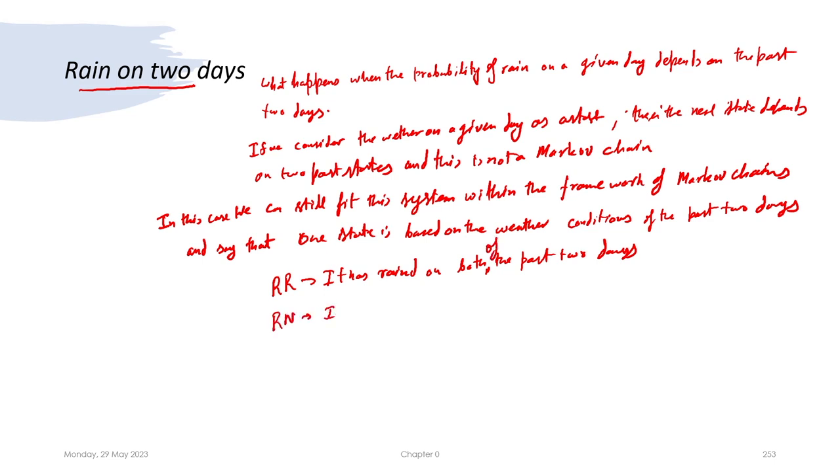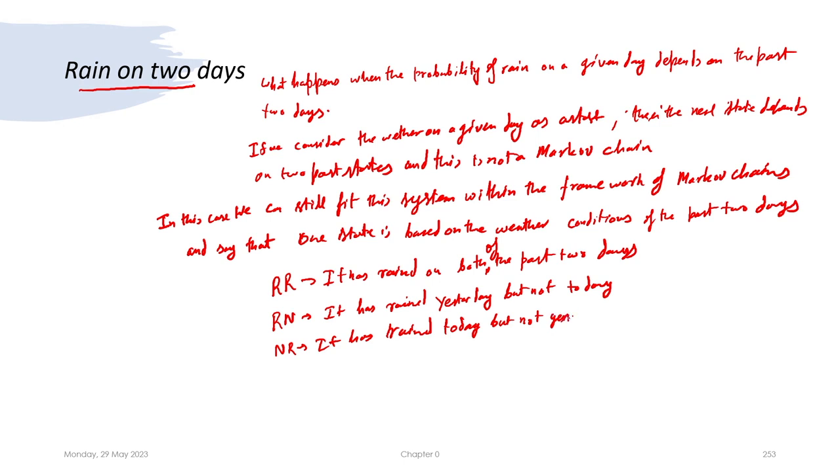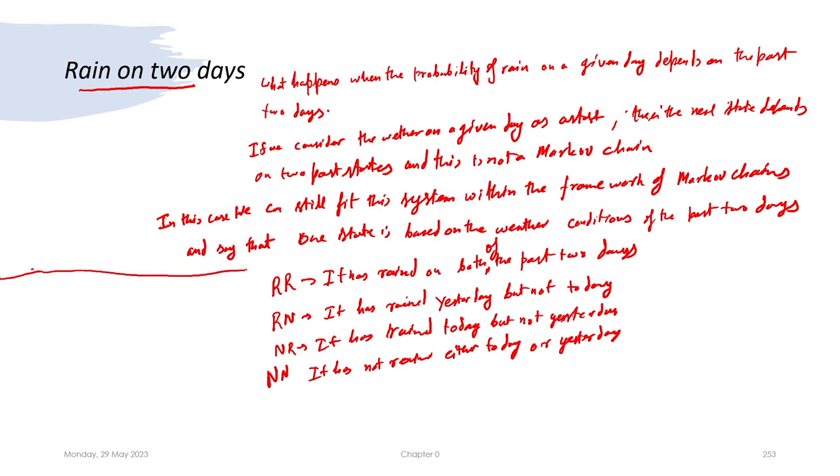RN: it has rained yesterday but not today. NR: it has rained today but not yesterday. So, the first variable represents yesterday. And NN: it has not rained either today or yesterday. So, these are the 4 possible states in this analysis. So, let me quickly draw a diagram here.